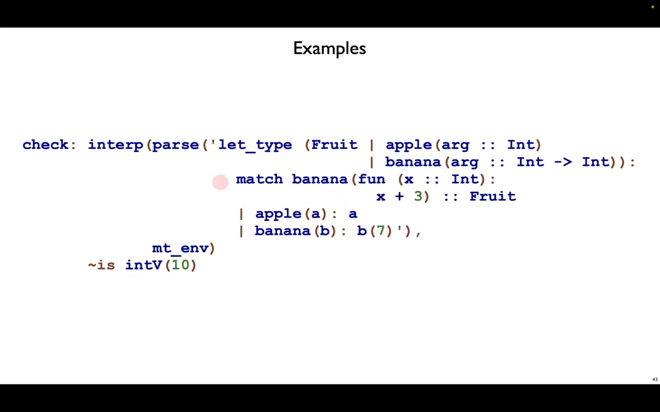If we match on a banana instead, we shouldn't go down the apple case, but instead go down the banana case. b is bound to the function inside, so we can call b of 7 and get back the int 10. This should all be pretty familiar. This is the kind of code that we could write in Split all semester, and we'll have it running in Mo, just with a slightly different syntax for type definitions.